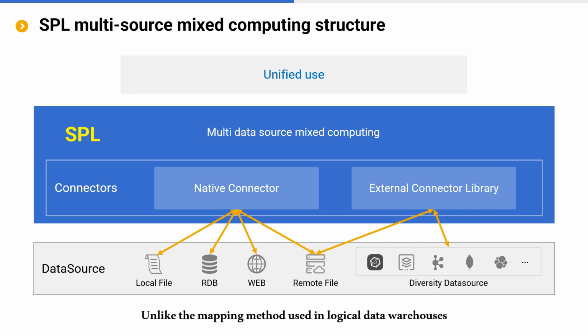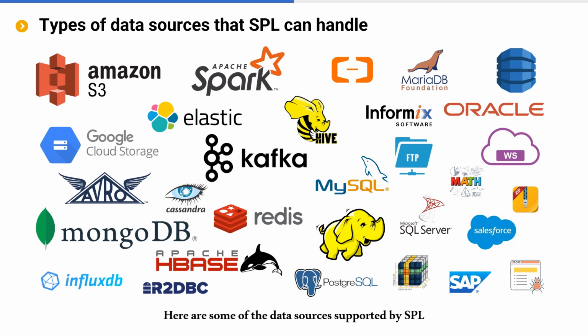Unlike the mapping method used in logical data warehouses, SPL supports and encourages the use of native syntax of data sources for data access and computation. If the computing power of the data source is insufficient, SPL can supplement it, as will be demonstrated in the following examples. Here are some of the data sources supported by SPL, including most common ones.